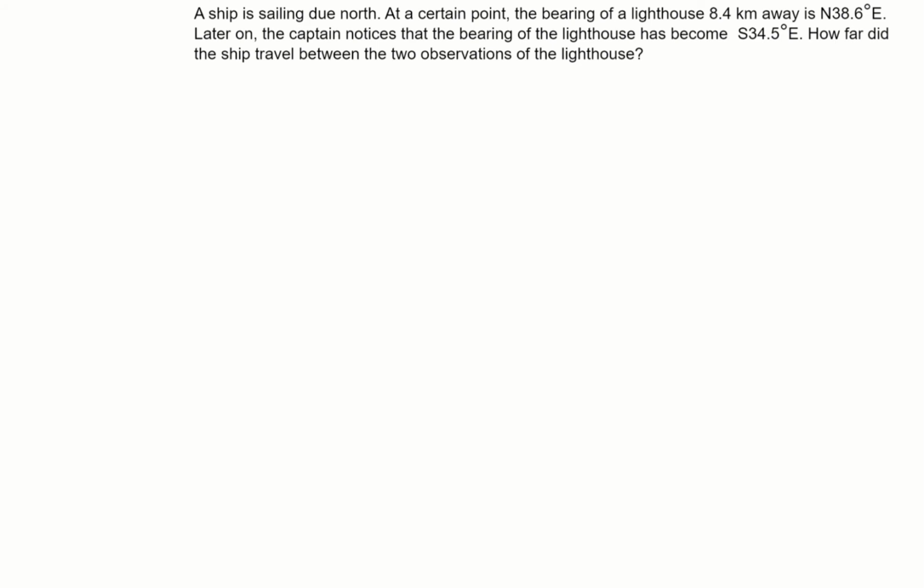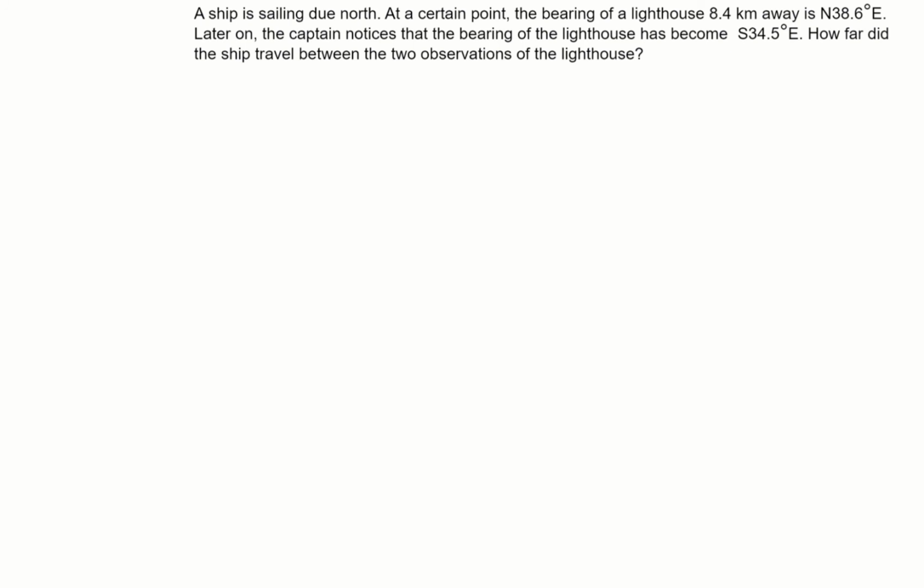Hello everyone. In this video we're going to look at a ship that is sailing due north, and then at a certain point in its trip it spots a lighthouse which is at a bearing of north 38.6 degrees east, 8.4 kilometers away. And then later on the captain notices that the bearing of the lighthouse from the ship is south 34.5 degrees east, and we want to know how far did the ship travel between the two observations of the lighthouse.